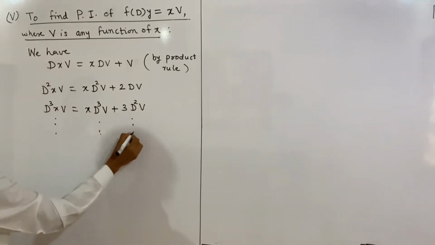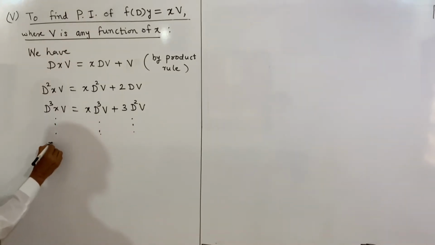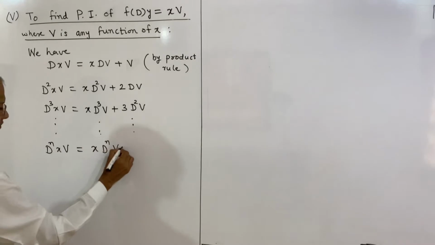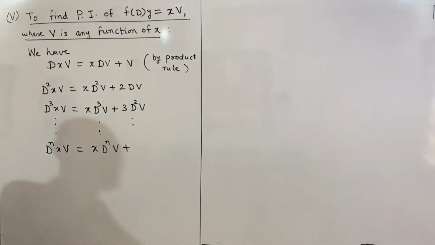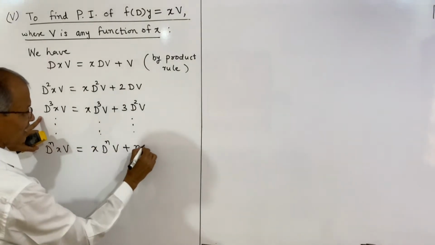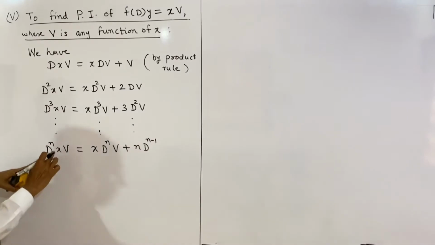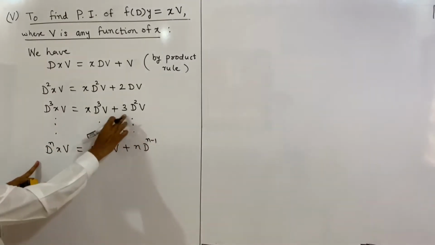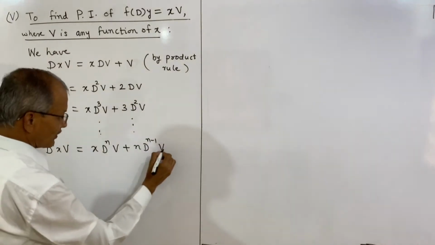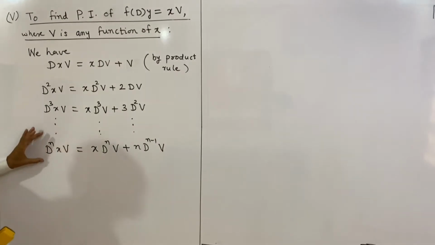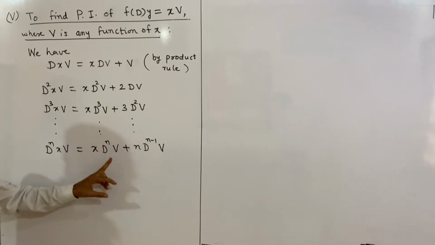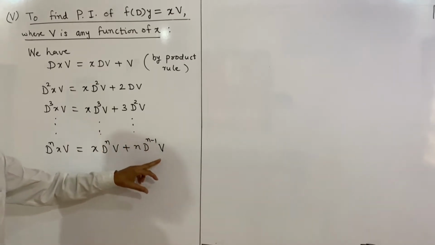This can be continued, and we will have D power n of x into v is equal to x D power n v plus, as we see, for D cube it is 3 D square, and therefore it is n D power n minus 1. If the power is n, then it will be n D power n minus 1. For D square, it is 2 D power 1, and so on, operated on v. And therefore the nth derivative of xv is x D power n v plus n D power n minus 1 of v.